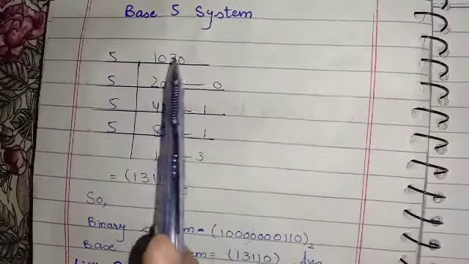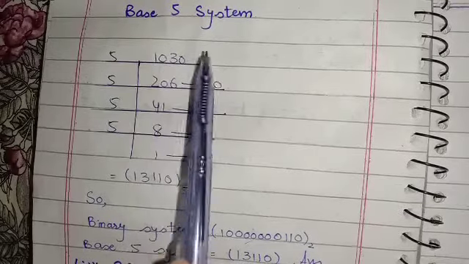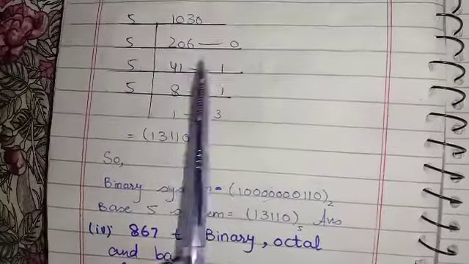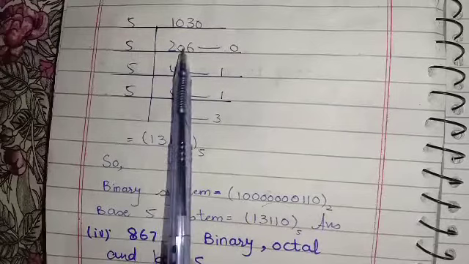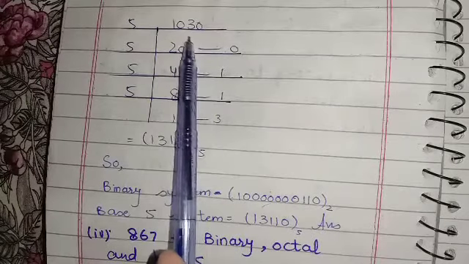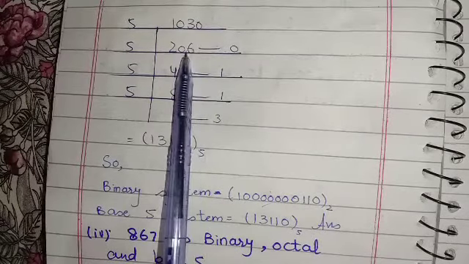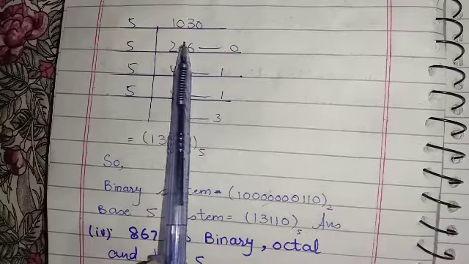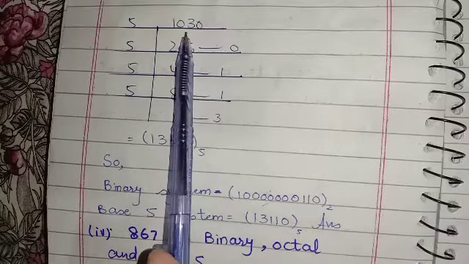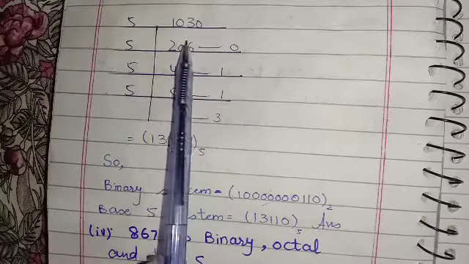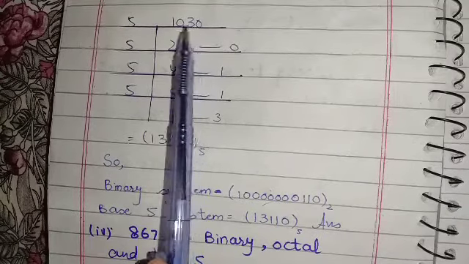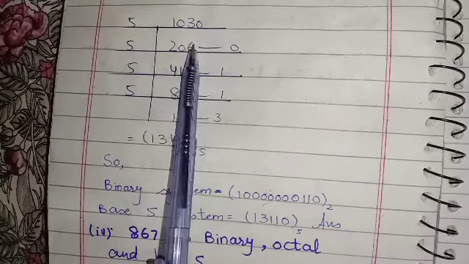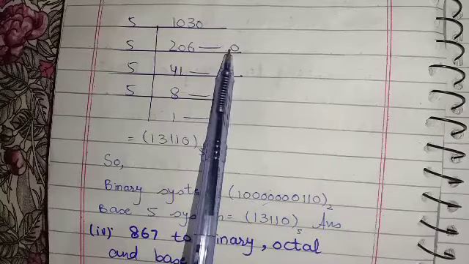Now students, here is our base 5 system. We will divide 1030 with 5. 5 2s are 10. We will take two numbers together, so we will write 0 here. We will take two numbers together because 3 is smaller than 5. When we take both numbers, here makes 30. 5 6 are 30 and there is no remainder, we will write 0 here.